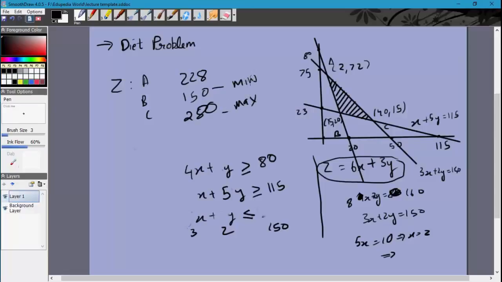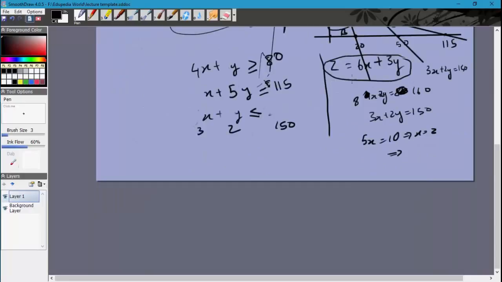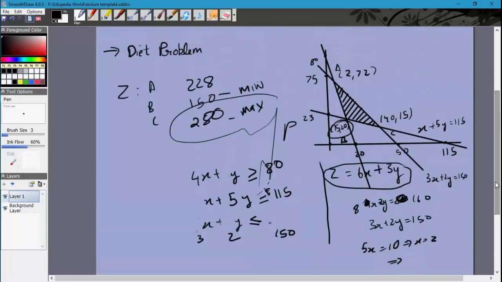Now in this question we were asked to minimize the value of vitamin A, so we would take B, which means we would take 15 packets of P and 20 packets of Q. If we had to maximize vitamin A, we would take C, which means 40 packets of P and 15 packets of Q.